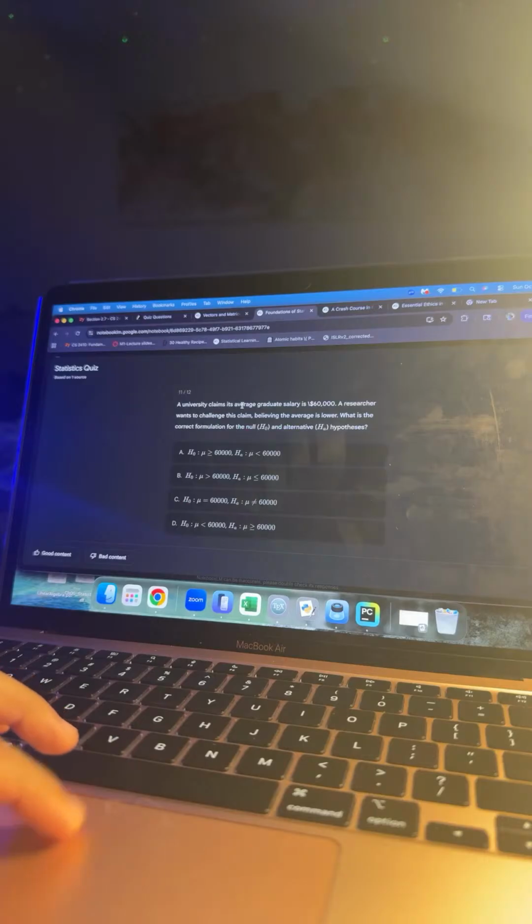A university claims its average graduate salary is $60,000. Wow. A researcher wants to challenge this claim, believing that the average is lower.